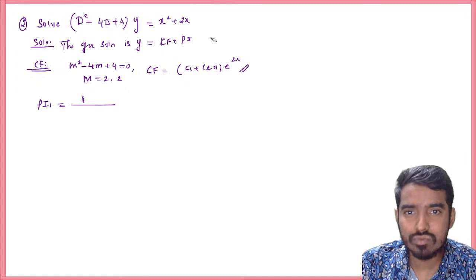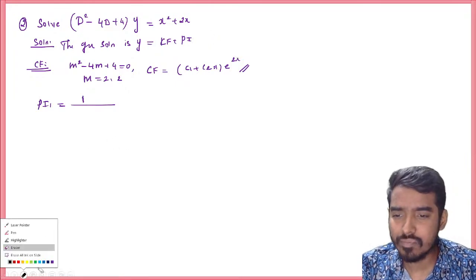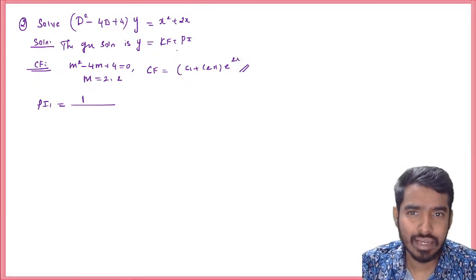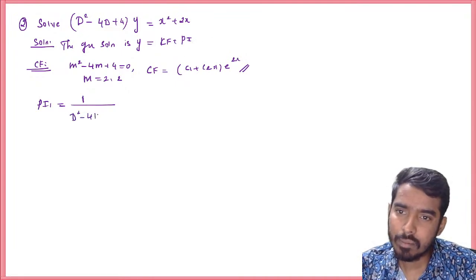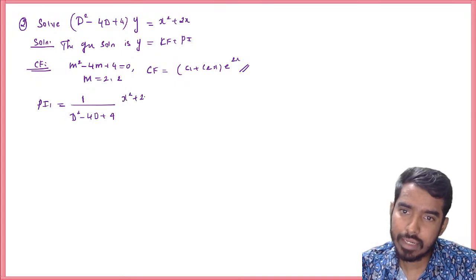If not, you consider this full term as PA. This is your wish. Let us keep this full term as PA, right? x square plus 2x. Okay. So this will be D square minus 4D plus 4 of x square plus 2x.